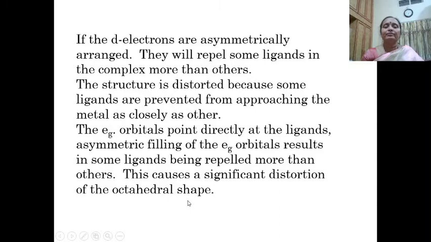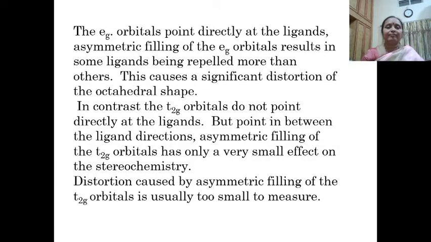So, what we observe is that distortion mainly occurs when the ligands are repelled to a different extent while approaching the central metal atom, and this is mainly due to the asymmetric arrangement of electrons in the d orbitals.